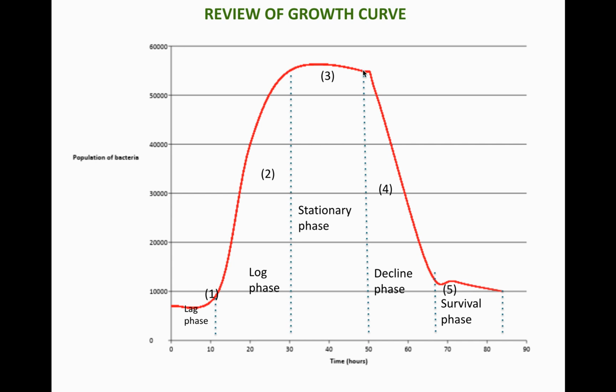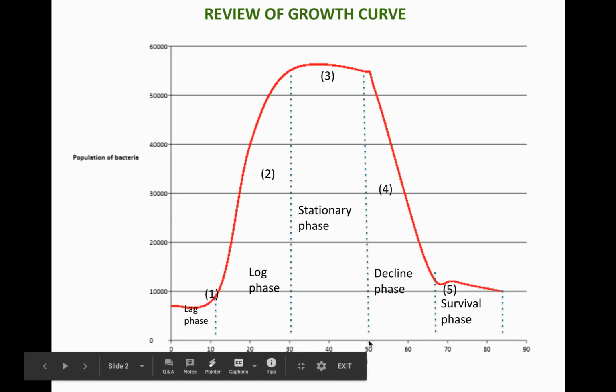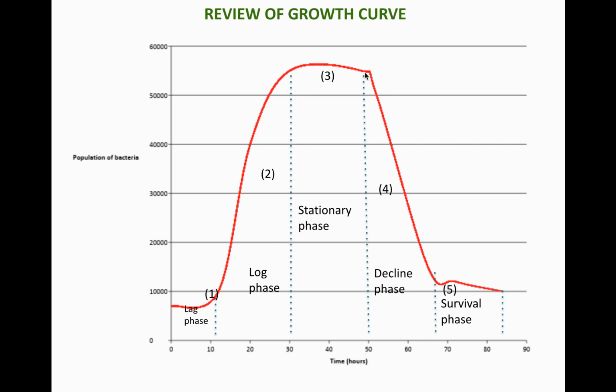And then there's a sudden change. You can see a sudden change here, about 50 hours in, in this population curve. What we can see is a sharp decrease in the population. Now, why would there be a sharp decrease in the population of the bacteria? Well, the reason could be that the environment is now very toxic.